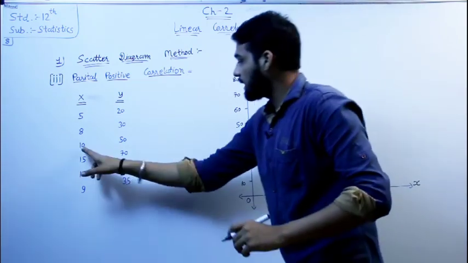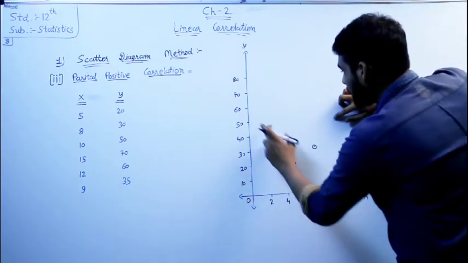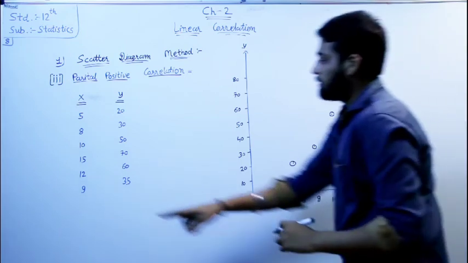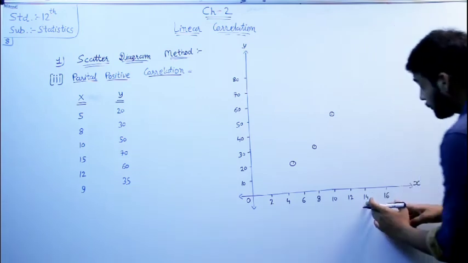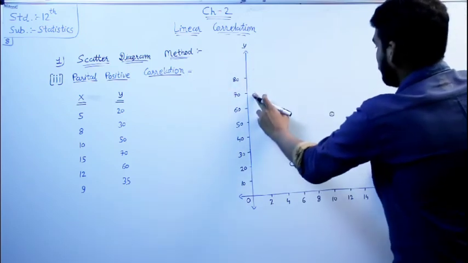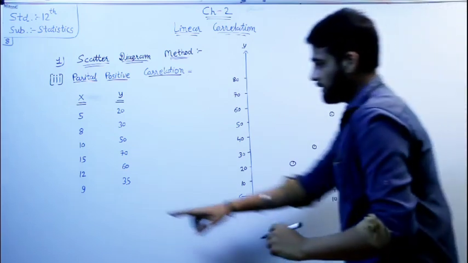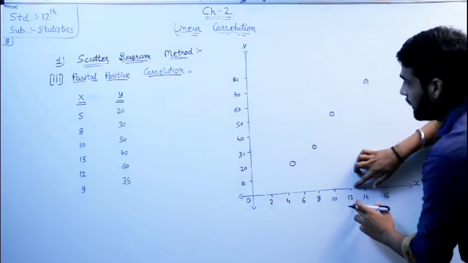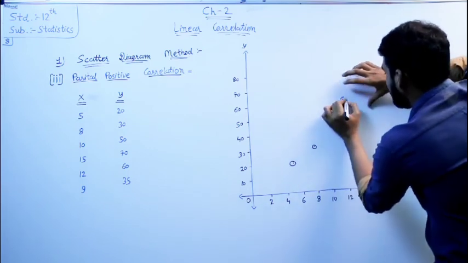Okay, then the third one is 10 and 50. On the x-axis we take value 10 and on the y-axis we take value 50, that means this point is plotted here. Then 15 and 70. On the x-axis we take value 15, which is between 14 and 16, and on the y-axis 70, that means this point is plotted here. Then 12 and 60. On the x-axis we take value 12 and on the y-axis we take value 60. This means this point is plotted here.